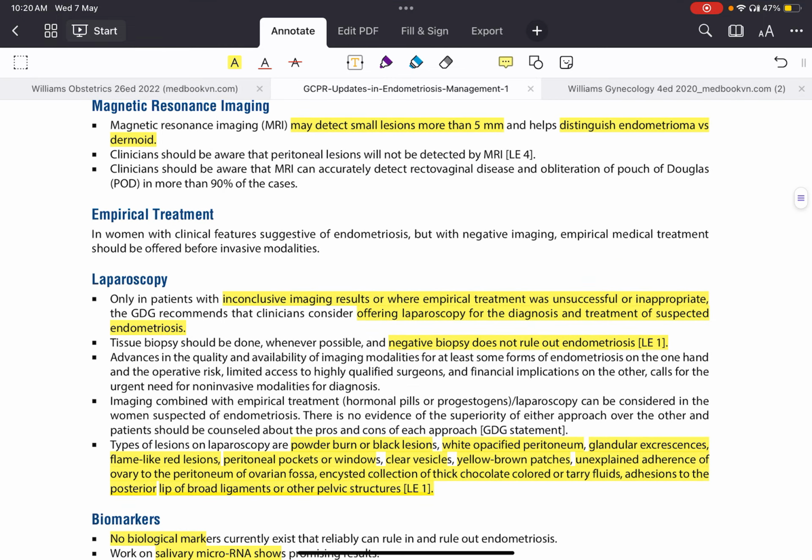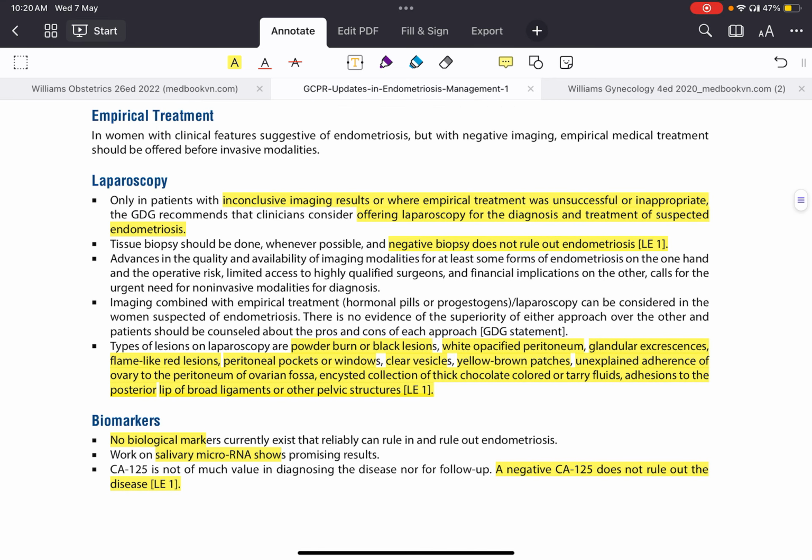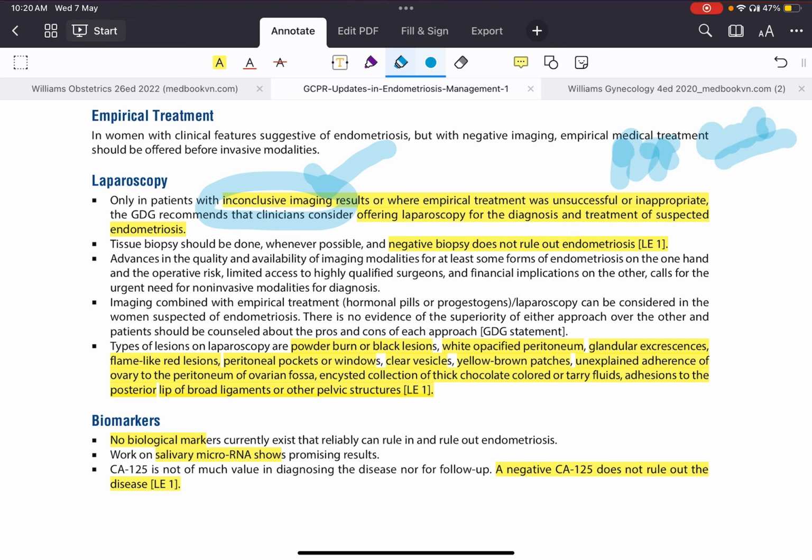Coming to empirical treatment, it depends upon the diagnosis and laparoscopy. If the images are inconclusive but the patient is having pain, then you can go for laparoscopy and biopsy should be taken. If on biopsy there is no endometriosis, then also we can't rule out endometriosis. That's one important thing. And empirical treatment is given, like hormonal pills, or laparoscopy can be done. Which is superior, hormonal pills or laparoscopy or progestogens? Nothing is superior to any other drug. There are pros and cons of each and every approach.